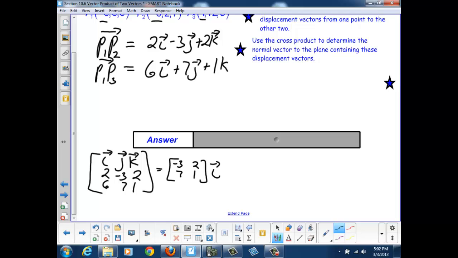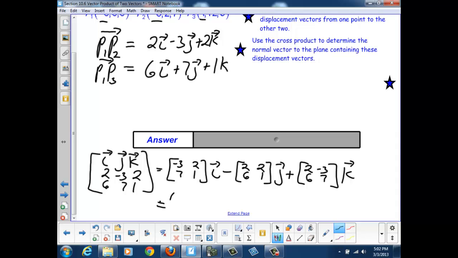Remember, we eliminate the row and column associated with I. Then I subtract my J matrix. Remember that negative sign, where the J matrix will be 2, 2, 6, 1. And that's my J matrix. And then finally I add my K matrix, which will be 2, -3, 6, and 7. So remembering to take the difference of my diagonals.